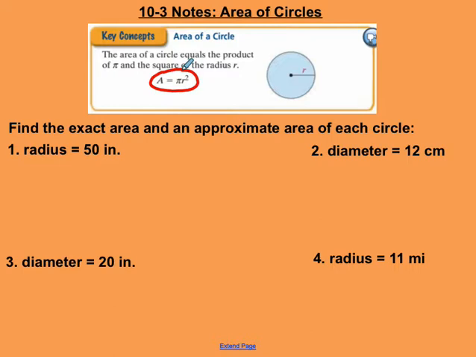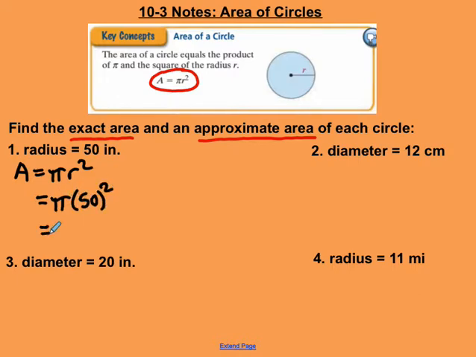Notice in the directions here it says find the exact area and find the approximate area. I'll change colors here so I'll distinguish the difference between those two things, and they're going to ask you to do this in your homework as well. Number one, they give us a radius of 50 inches. So I'm just going to plug the 50 in where I see the r. So pi times 50 squared. And 50 squared is 2,500.